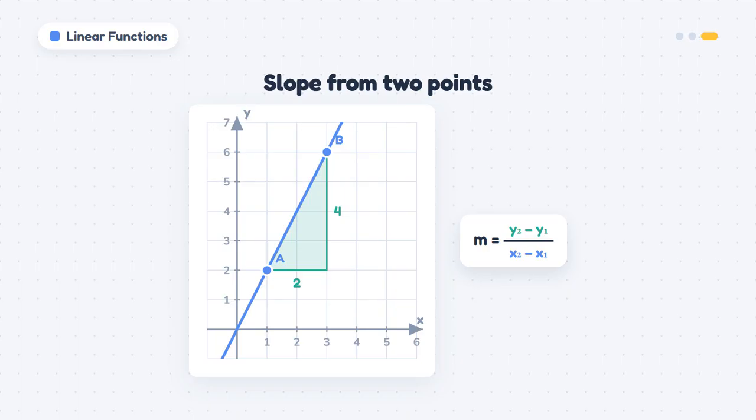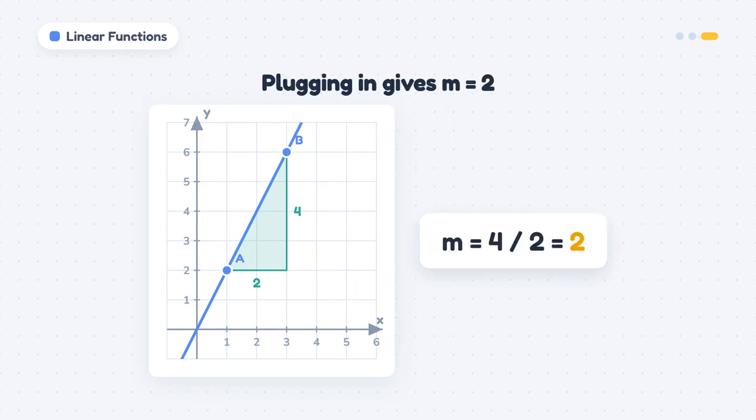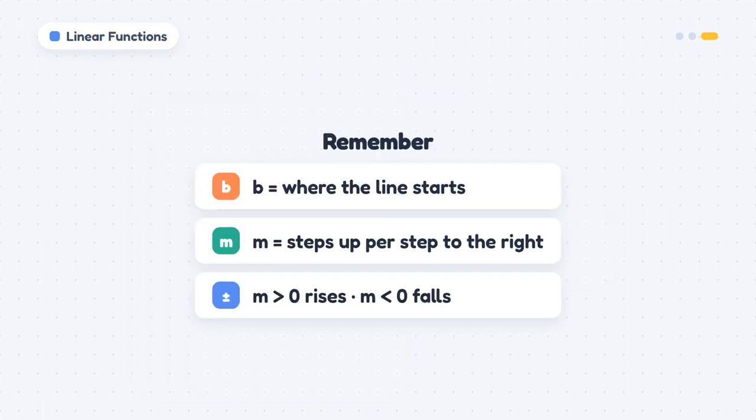Often, you only know 2 points. Then you simply stretch a slope triangle between them. Here we go. 2 to the right and 4 up. 4 divided by 2 gives the slope 2. Remember, b tells you where the line starts. M tells you how many steps it climbs per step to the right. And the sign of m decides whether it rises or falls.